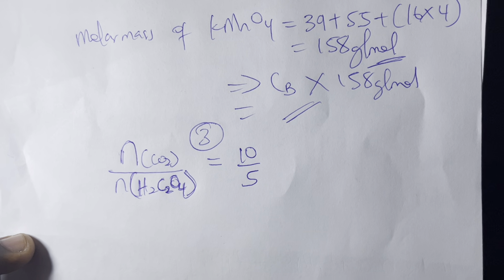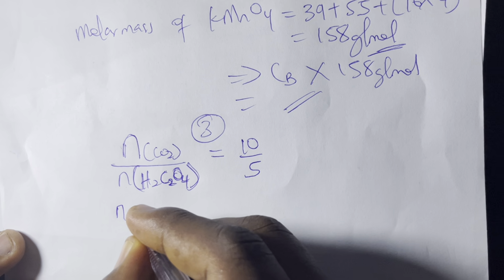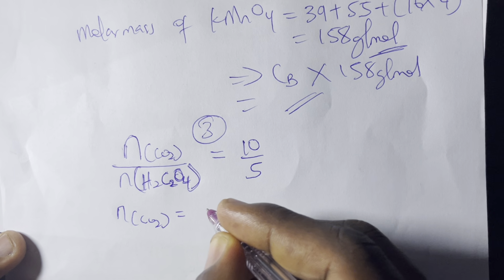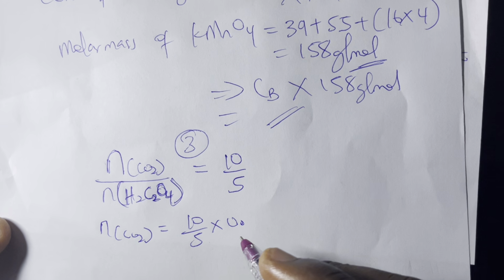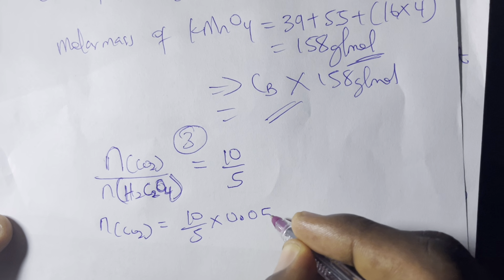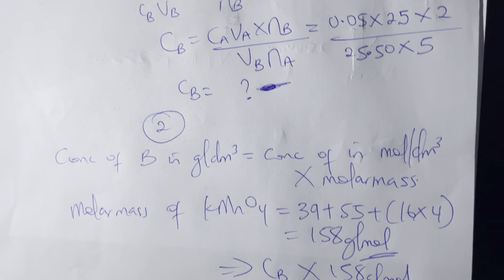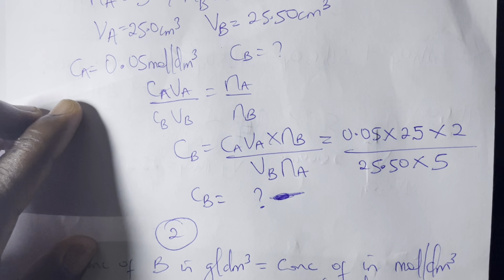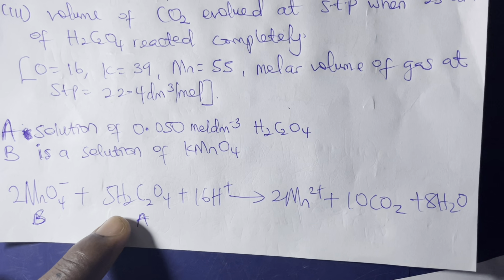That's the mole ratio. So now, if you want to calculate the mole of the CO2 alone, the mole of CO2, NCO2, is going to be 10 over 5 multiplied by 0.05 mole. Now look at it. How did I get the 0.05? That's for the CA, and remember that our A is this guy.